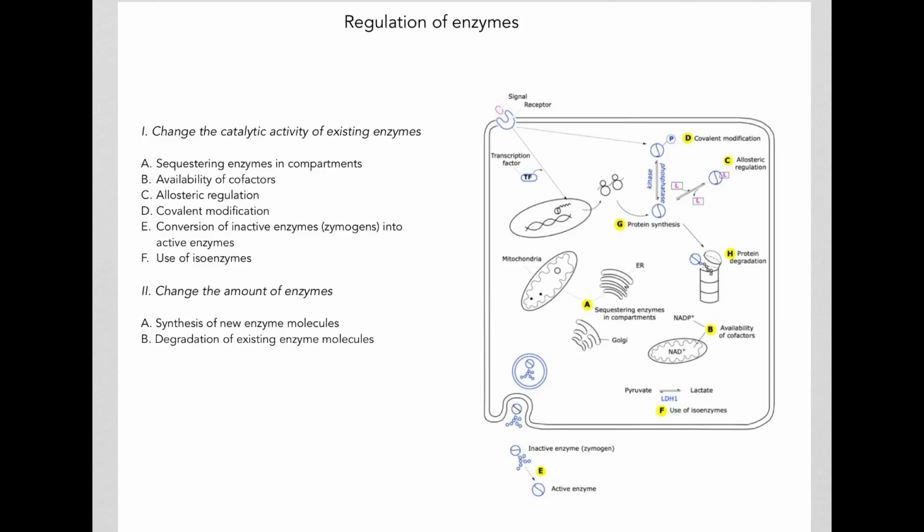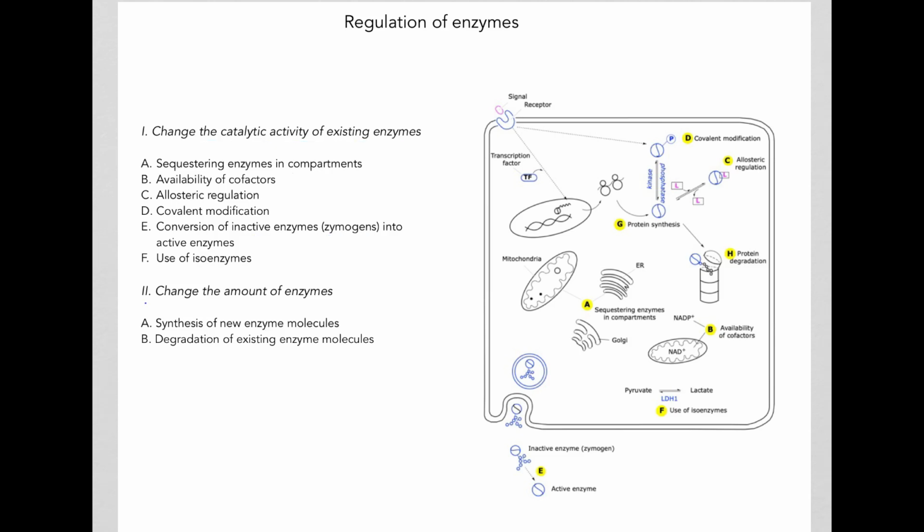So in future videos, we will see how the cell changes the catalytic activity of existing enzymes by various strategies. For example, sequestering enzymes in compartments, changing the availability of cofactors, allosteric regulation, covalent modification, conversion of an inactive enzyme or zymogen into an active enzyme, and the use of isoenzymes.